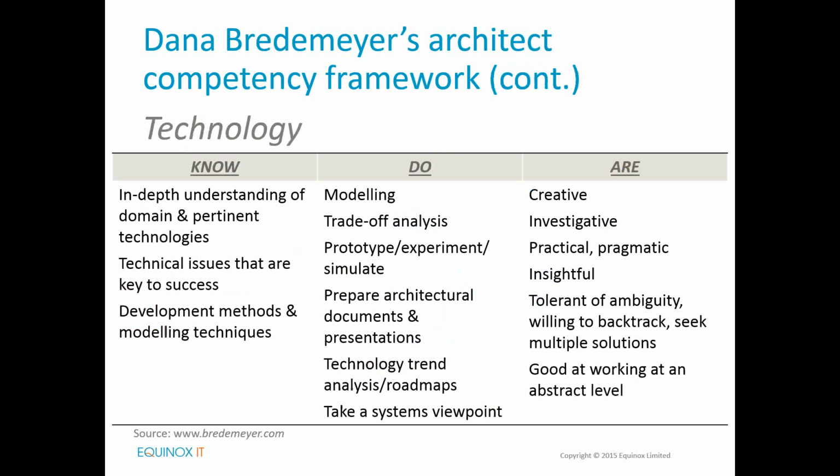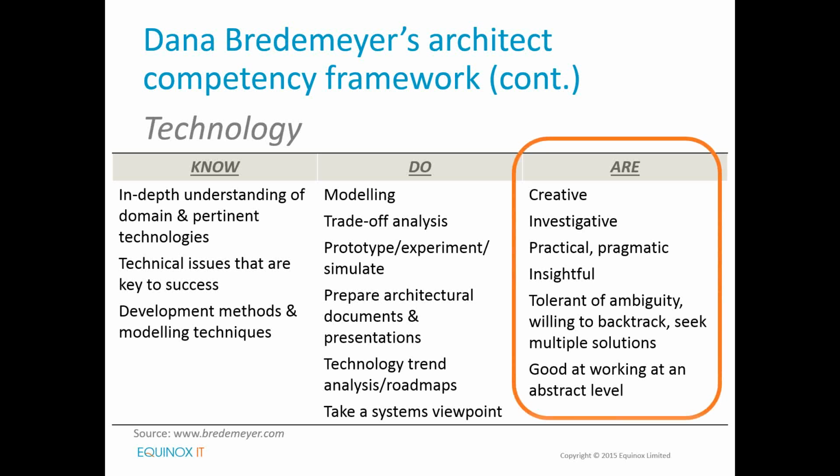So just looking at a couple of examples of that. Under technology, in terms of what you know, well, okay, you need to know the technology, you need to know the domain you're working in. What you do: interestingly, there's things there like prototype, experiment, simulate. Now, he had this framework even before Agile became well known, and even then he was talking about prototyping and experimentation. And I think most importantly of all is the who you are thing here, where you're creative, investigative, pragmatic, practical, tolerant of ambiguity, etc. Willing to backtrack. So all those things really are, to me, aligned with Agile approaches.